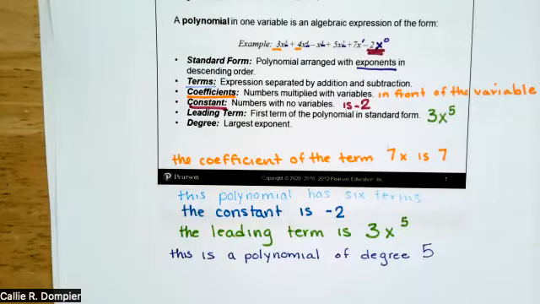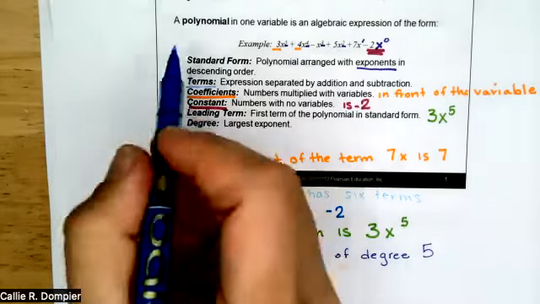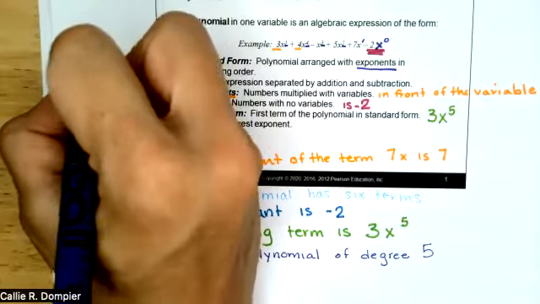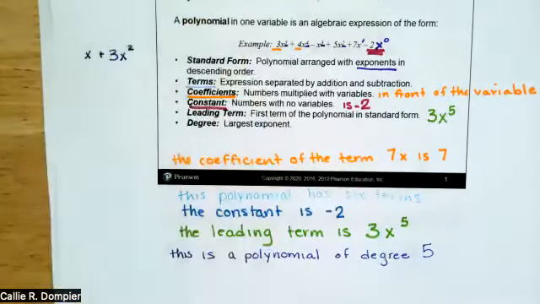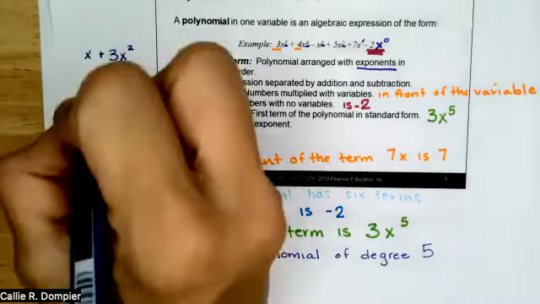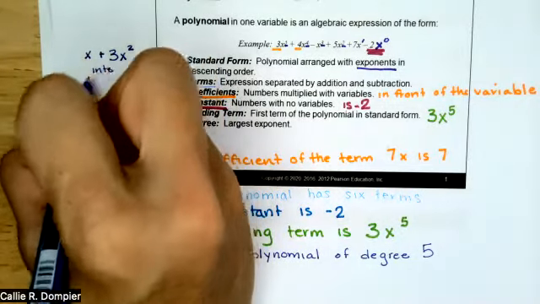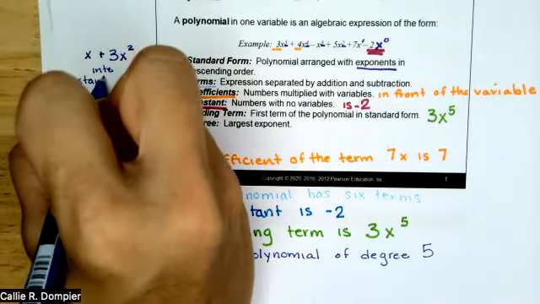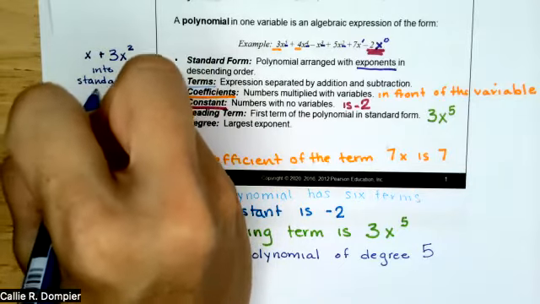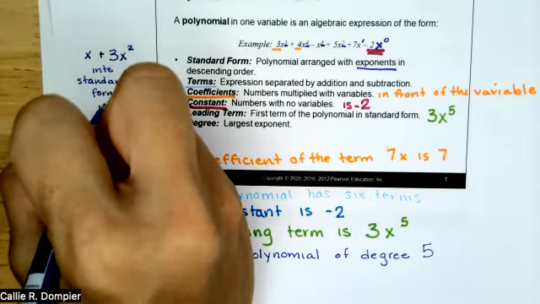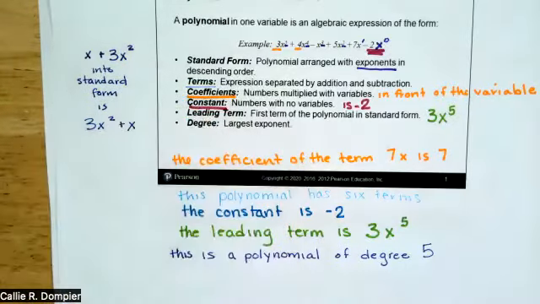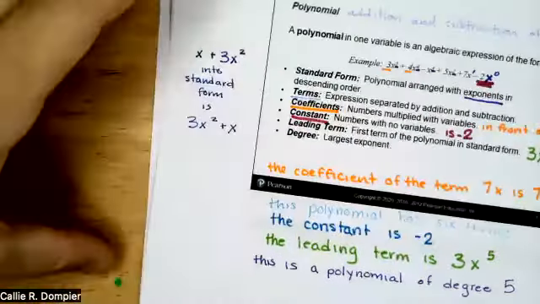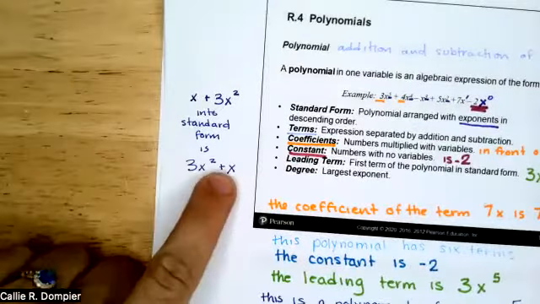Just to be clear, standard form, if you had x plus 3x squared, to put it into standard form, is 3x squared plus x. So I've switched them, not because of the 3, but because of the squared.